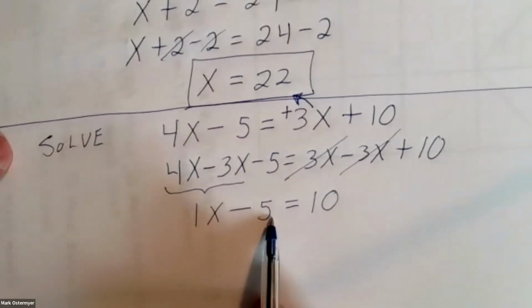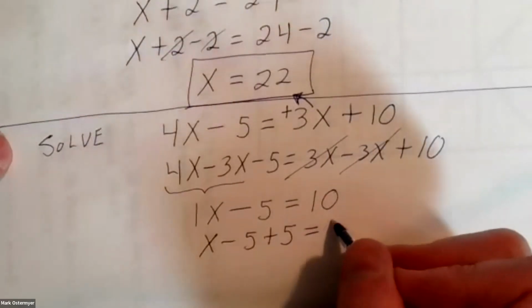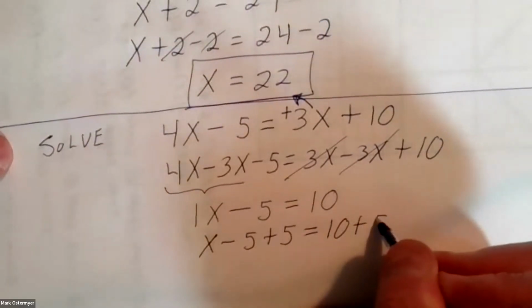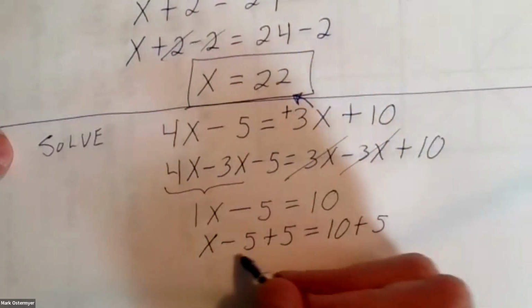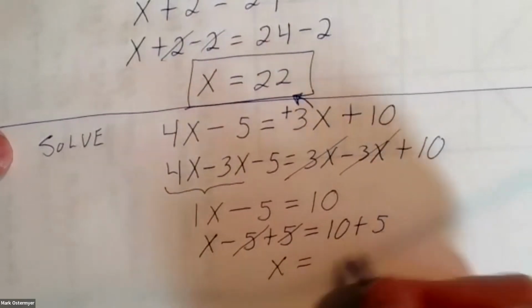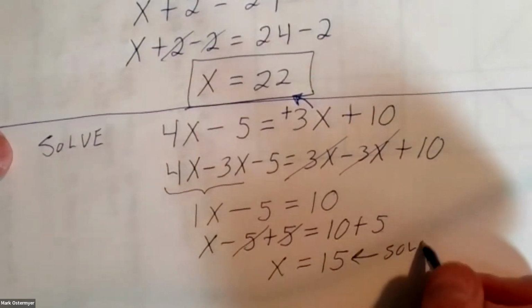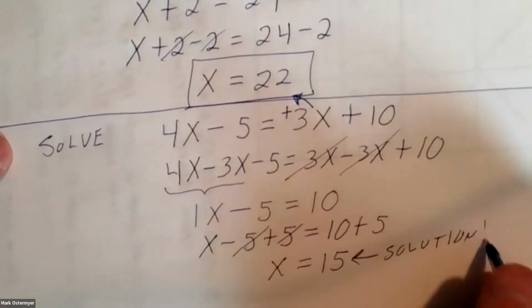So how do we get rid of a minus 5? Add 5. We're going to add 5 to the left side of our equation. But if we add 5 to the left side, now we must add 5 to the right side also. These 5s drop out, leaving you with x, and x is equal to 15, and you are looking at your solution to that equation. That's your solution, ladies and gentlemen. We're done with that equation.